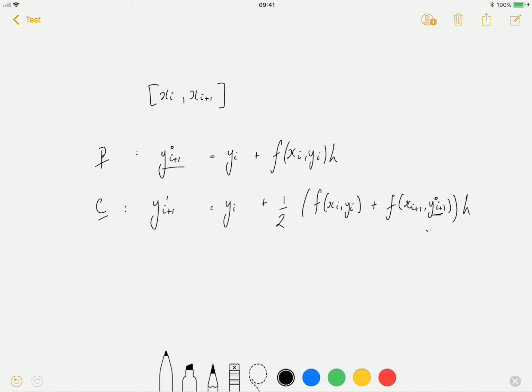So we could rewrite this to say, in general, y of i plus 1 at the n plus 1 correction is equal to y of i plus a half multiplied by the derivative at our x i, y i, plus the derivative at x i plus 1, y i plus 1 for the nth prediction, multiplied by our step size h.